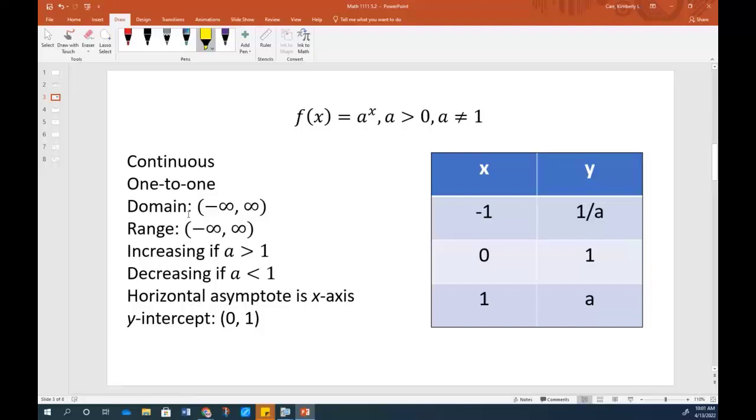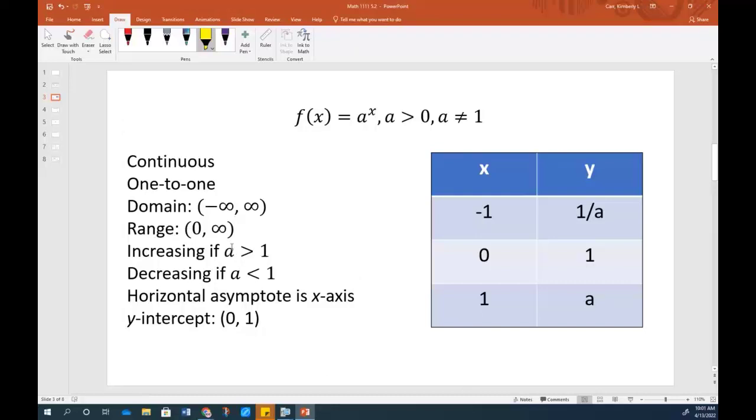The domain of both of them went from negative infinity to infinity, and this is definitely a typo. The range on both of them started at 0 because they had that horizontal asymptote. So they went from 0 to infinity.